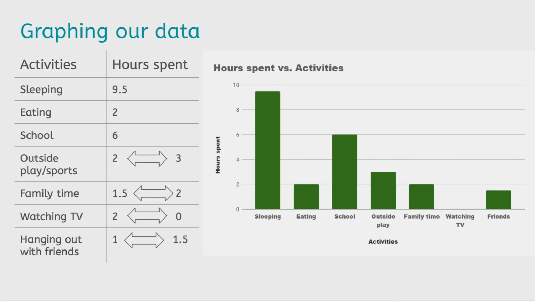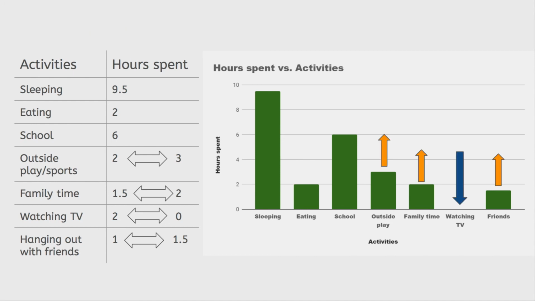So using our new numbers, our updated data, we can see that the graph changed a little bit, right? Without watching TV, we're able to play outside more, spend more time with family, and hang out with our friends longer. And all of that sounds pretty good to me. So great job. You answered the question. You figured out how much time you spend every day doing certain things by using a bar graph, and you were able to alter that.